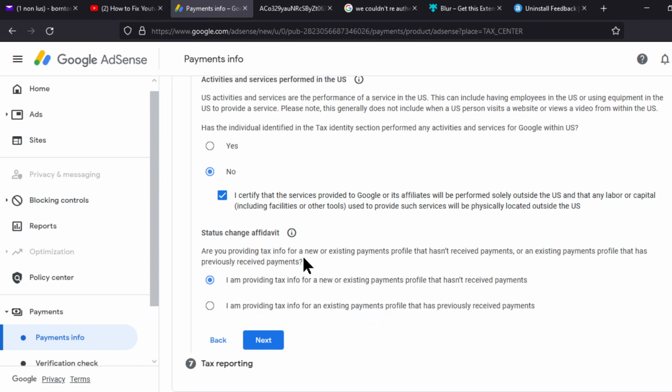Are you providing tax info for a new? It's a new form, but I did it before. So it's both new and both existing payment that hasn't been received. I've not received the money yet for some three months. So you see, what they're asking here, both apply to me. It depends on what they mean. They need to clarify. New, as in I'm a new YouTube customer, I'm not. But I've been receiving money before, existing payments. But it's a new form.